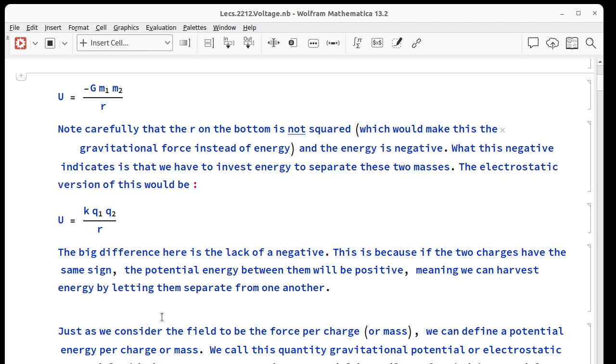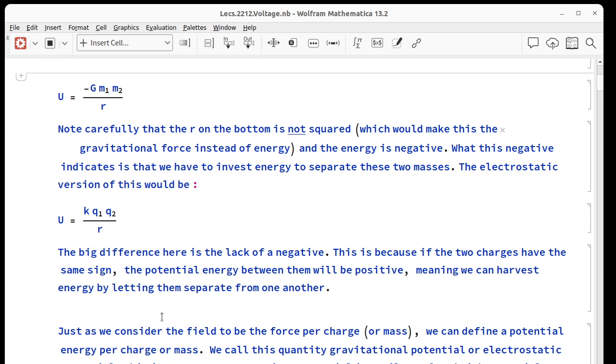What that means is we'd have to put in some energy to separate these two masses further apart than they are right now. It also means the only way the potential energy between them would be zero is if we move them infinitely far from each other.